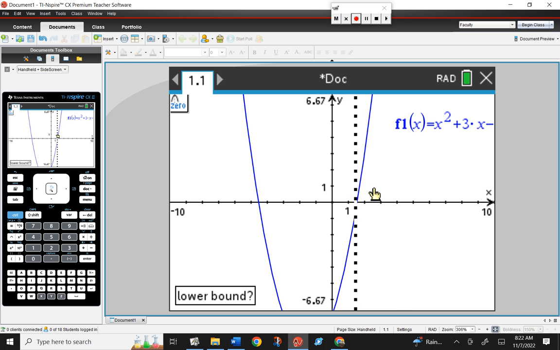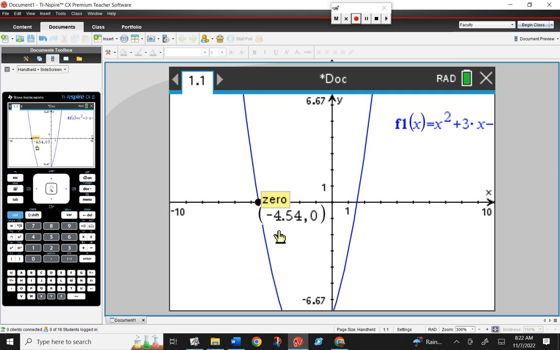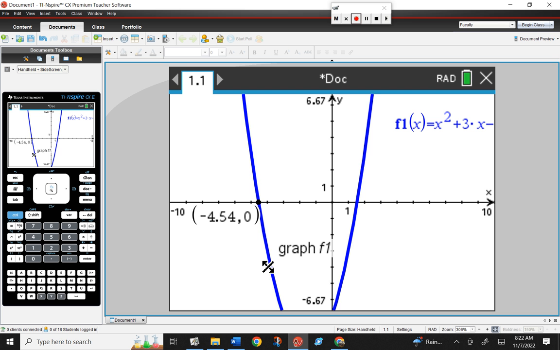When you do this, you're going to get this dotted line that's going to follow your cursor around. Let's put this dotted line to the left of this solution. So I'm going to put it right there. Now you can put it anywhere to the left, and then it's going to let you move it to the right. As we cross over, it finds the 0 for you. So you can stop anywhere you want to after you see the 0, and you hit enter. This is the first solution. Negative 4.54 is the first solution.